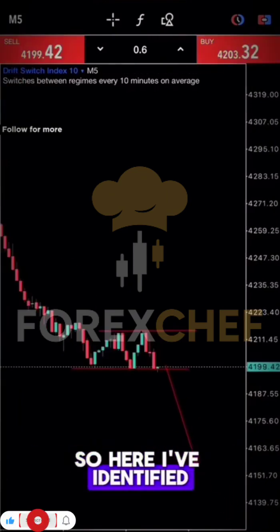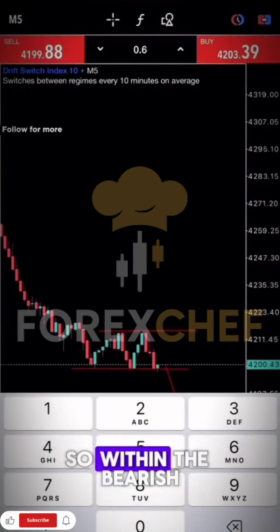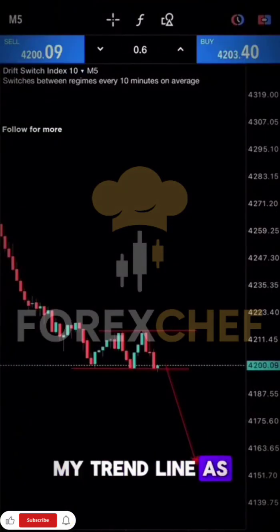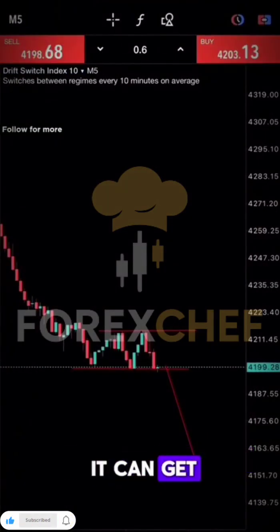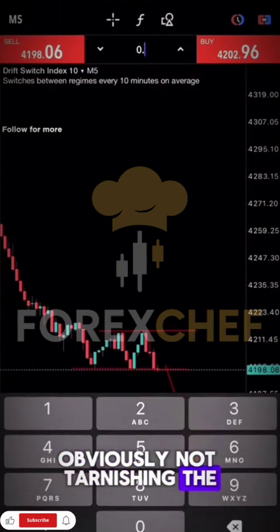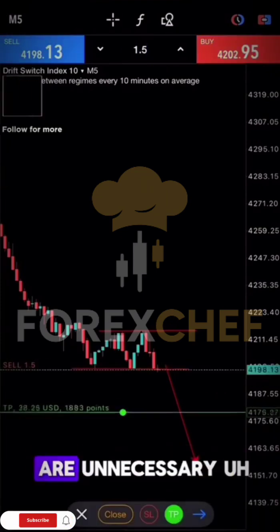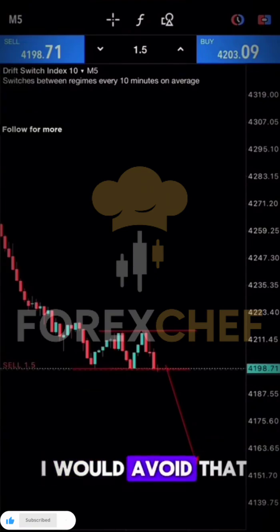So here I've identified that it was a bearish trend. Within the bearish trend, I would set up my trend line as smooth as it can get, obviously not tarnishing the chart by drawing multiple things that are unnecessary. If I were you, I would avoid that.